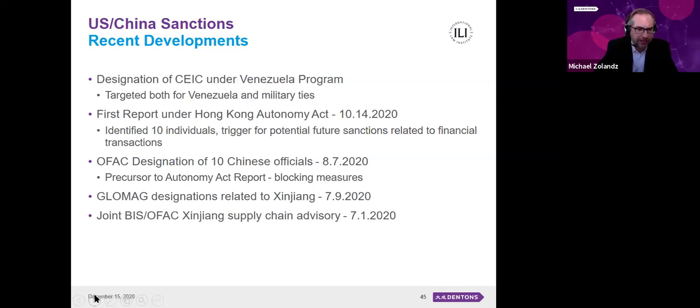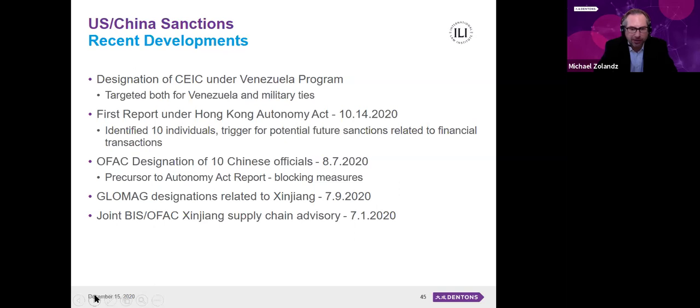Also, the global Magnitsky designations related to Xinjiang occurred in July of this year, along with a joint supply chain advisory related to the same types of conduct in terms of human rights abuses, issued by the Commerce Department in the form of BIS and by Treasury with OFAC in early July.